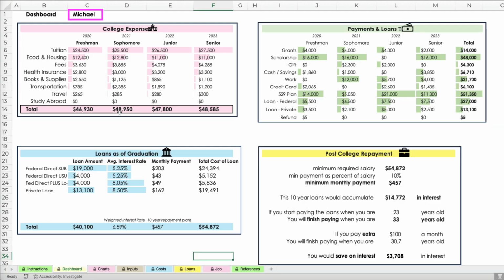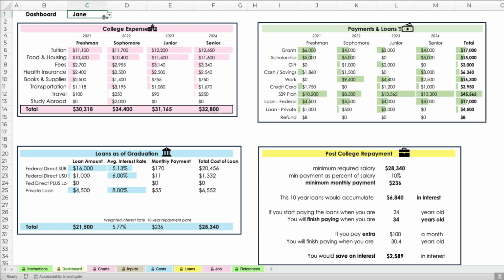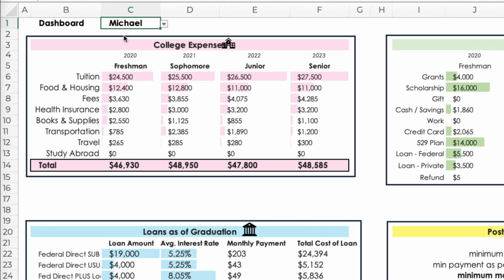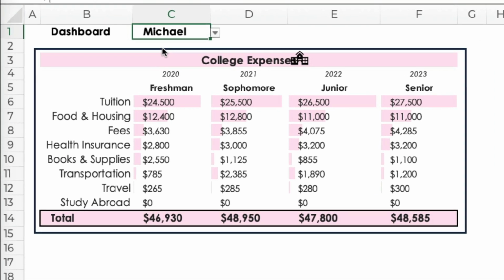The only item that you should touch on the Dashboard tab is selecting the student at the top. You can track data for more than one student. In this example, for Michael, I can see under the College Expenses table how much each year has been spent for tuition, housing, and other college cost categories. At the bottom, you also see the total for each year in college.